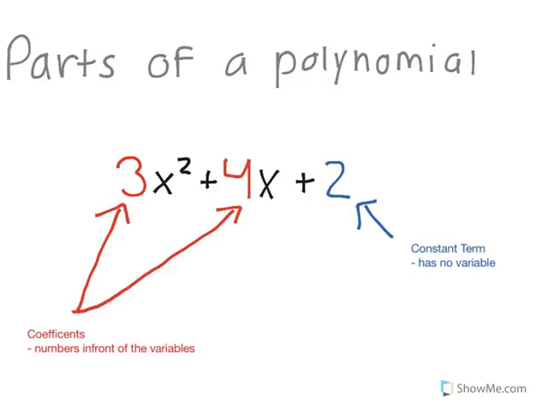Okay, parts of a polynomial. What I have highlighted here in red are your coefficients, or they're just the numbers that are in front of variables. So the numbers that are in front of letters or other variables like y, z, x, a, b, all that, those are called coefficients. A number that has no variable is a constant term because it remains constant no matter what x value or what variable value you plug into it.